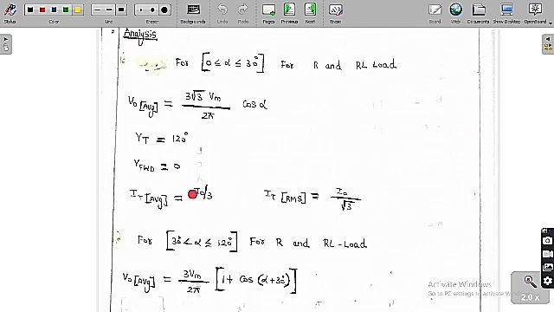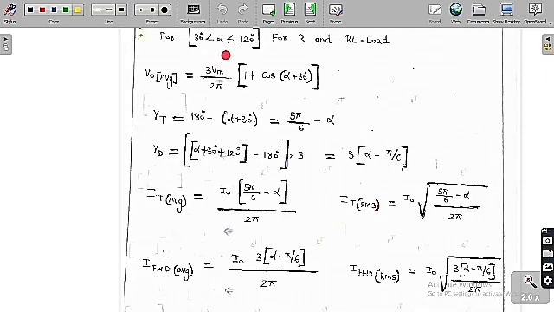Now let me assume the load is highly inductive, so the current is a constant value I0. So the average thyristor current is I0 into 120 by 360, which is I0 by 3. If we want to find the RMS value of thyristor current, it is I0 into the square root of 120 by 360, so we get I0 by root 3. For alpha lying between 30 degrees to 120 degrees, for R load and RL load, it is a discontinuous conduction mode. So it is a discontinuous conduction mode in this range.